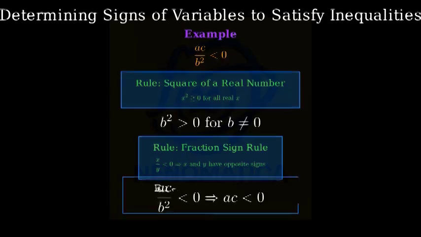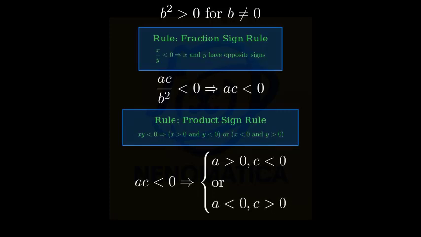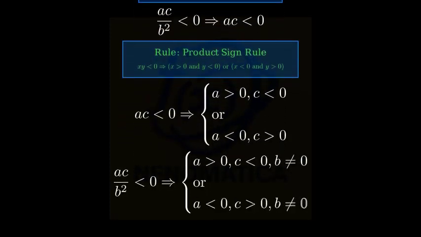For a product ac to be negative, the two variables must have opposite signs. This means either a is positive and c is negative, or a is negative and c is positive. Therefore, for the inequality ac over b squared less than 0 to be satisfied, we need a and c to have opposite signs, while b can be any non-zero real number.